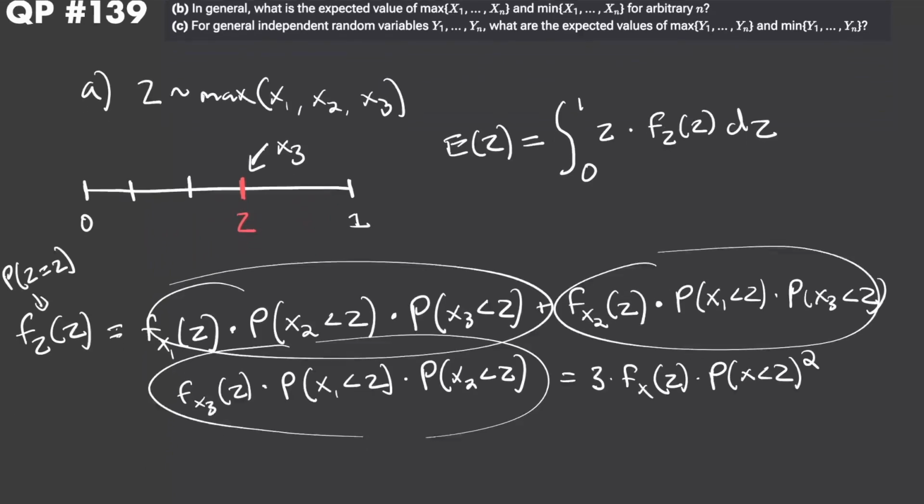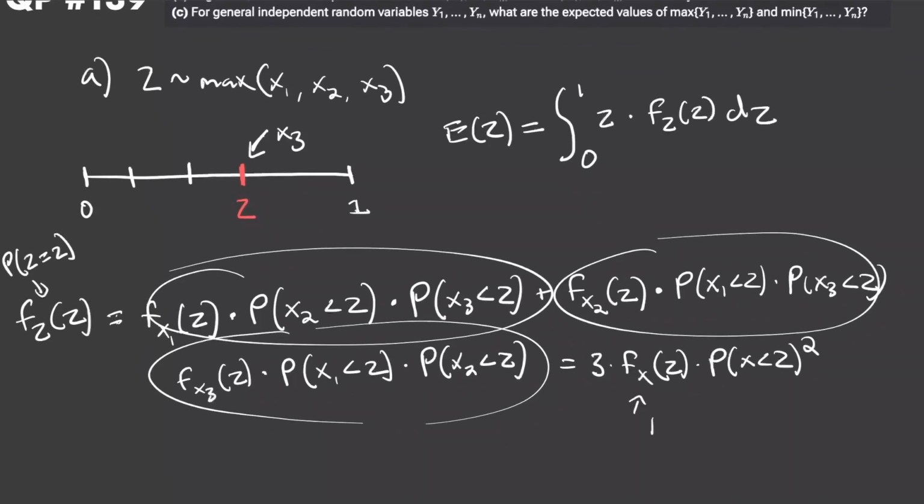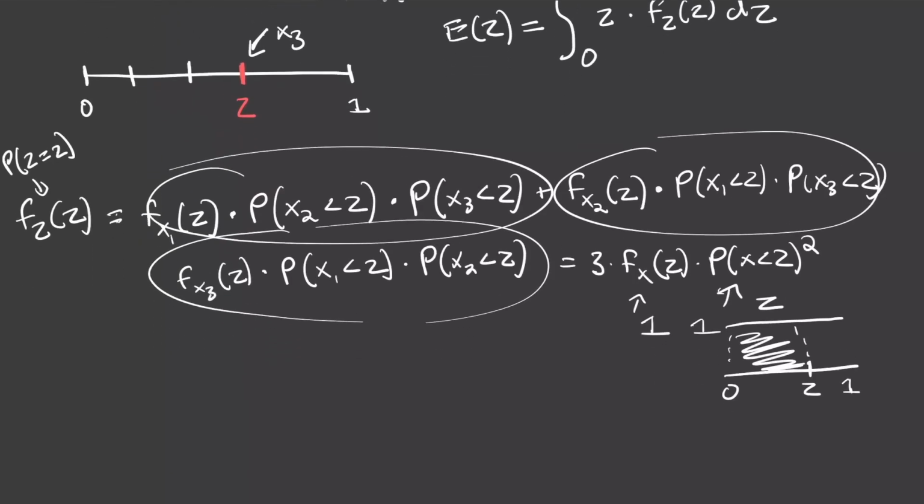And the density of a uniform between 0 and 1 is just going to be 1. And the probability that x is less than z if we're distributed from 0 to 1: so we basically have 0 and 1 here, and z is some arbitrary point where our density is just 1 up here. Well, we're just going to calculate the area under this. It's just going to be z times 1. So it's just going to be z, right? The probability that x is less than z is equal to z, and this density is 1. So we can just rewrite this as 3 times z squared. So that right there is the density function of the maximum.